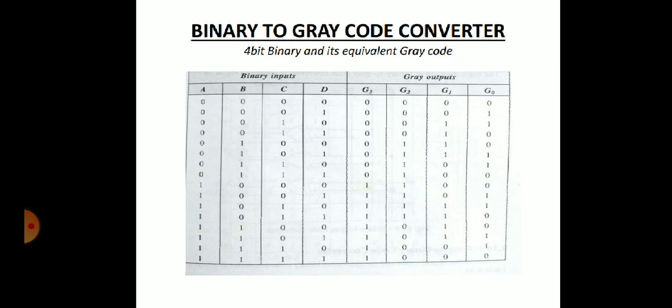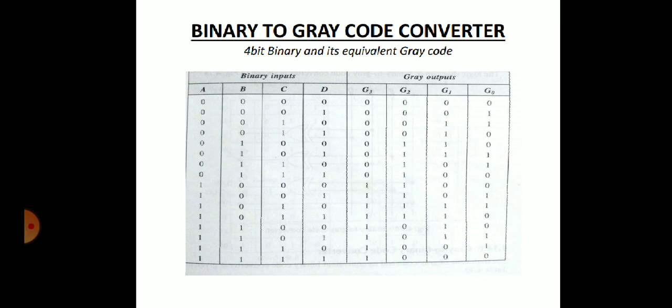Now, binary to gray code converter. Basically, the gray code is widely used in digital systems because it has the advantage that only one bit in the numerical representation changes between successive numbers. This is the truth table of binary code and its equivalent gray code.